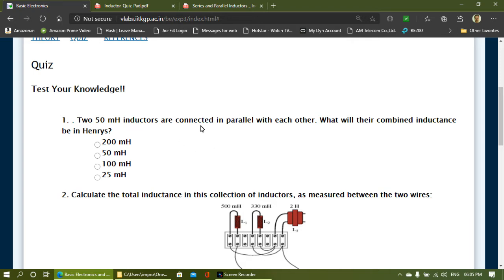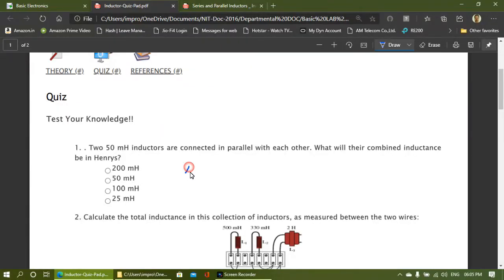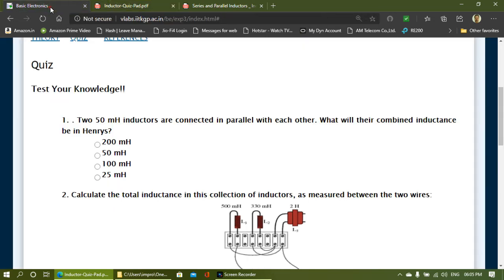In that case, they have told us there are 50 millihenry inductors in parallel, so clearly you divide 50 by 2, and you will get 25 millihenry. Okay, so select it first.